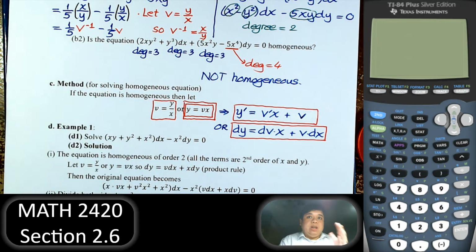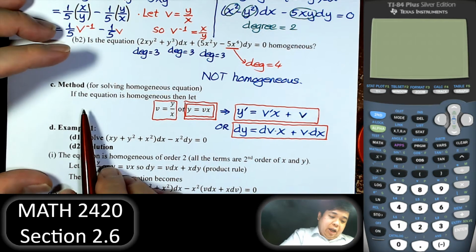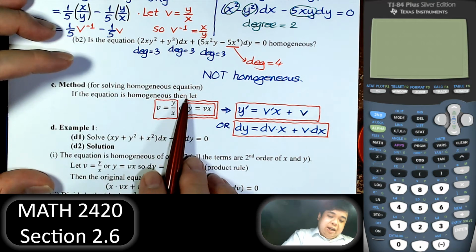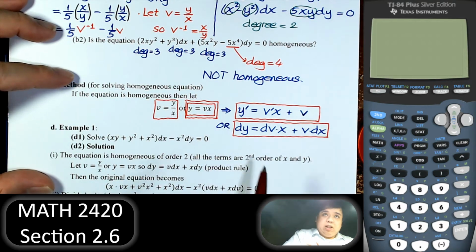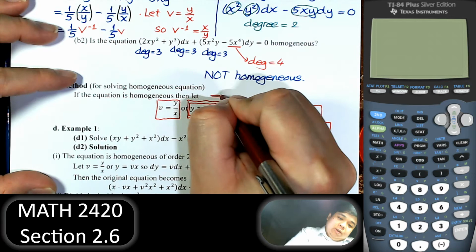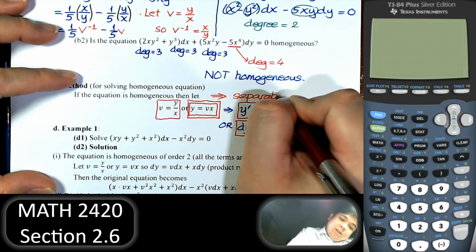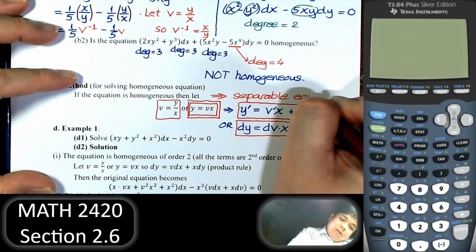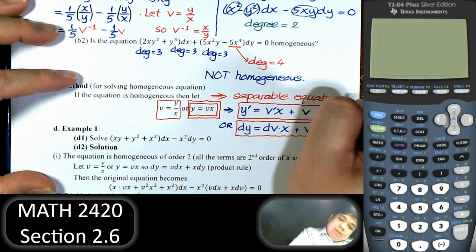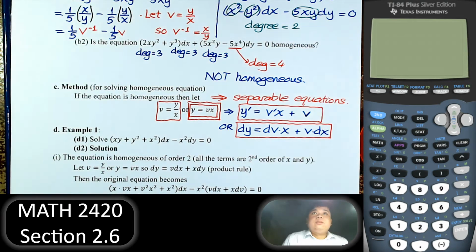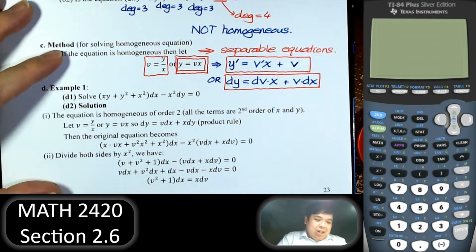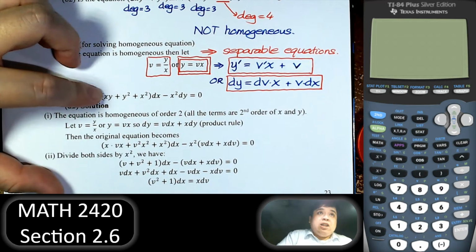And when we do the substitution, the equation will turn into a separable equation. So if the equation is homogeneous, then after we do this, it will turn into a separable equation. Right, so first let's look at this example.